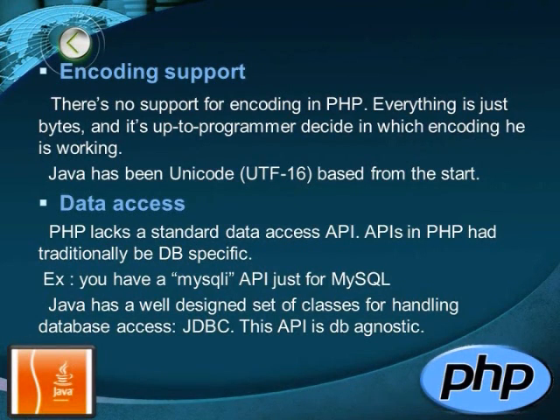Encoding support. There is no support for encoding in PHP. Everything is just bytes, and it's up to you to decide which encoding you are working in. There are some libraries to handle encoding, but they are not well integrated. Full Unicode support is promised for the almighty 6.0 release, although it remains to be seen whether they will be able to retrofit encoding support without disrupting the PHP community. Java has been Unicode based from the start. Every char is a Unicode char, and naive developers create Unicode-ready applications without even thinking about it.